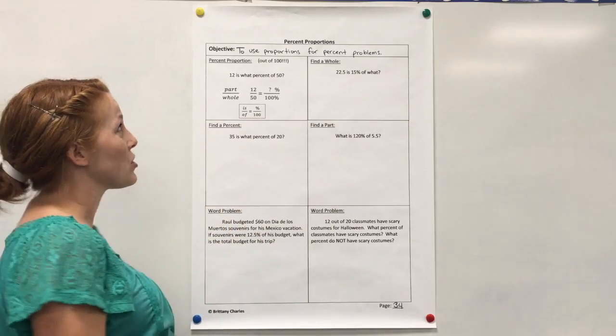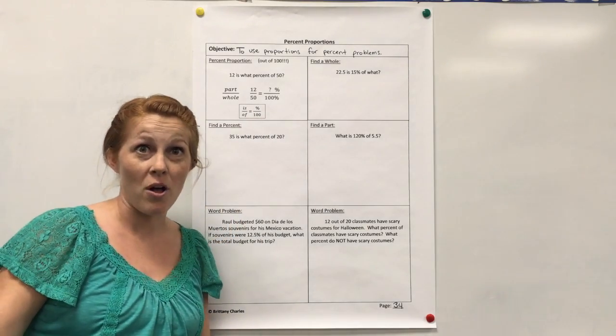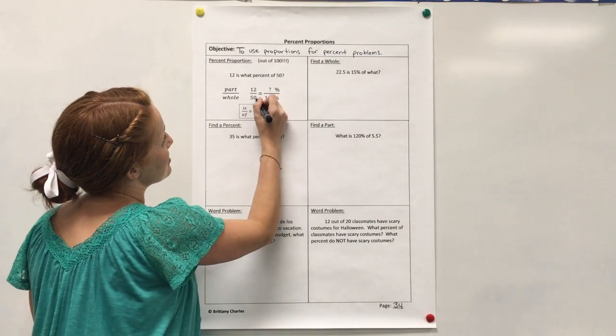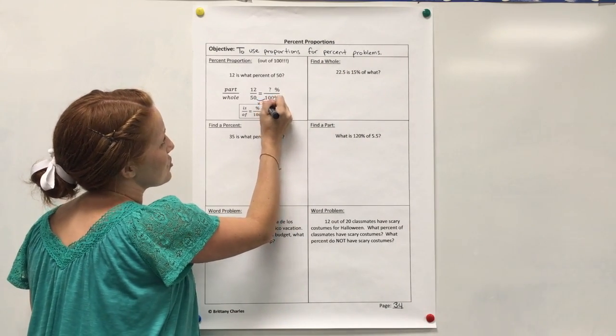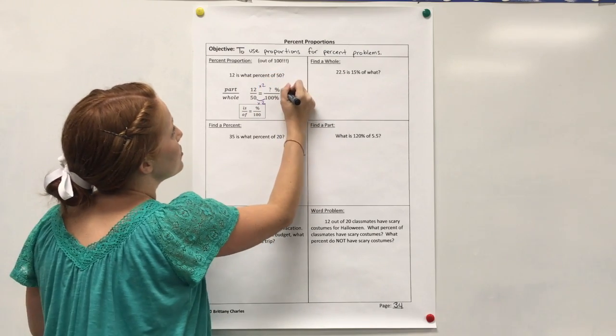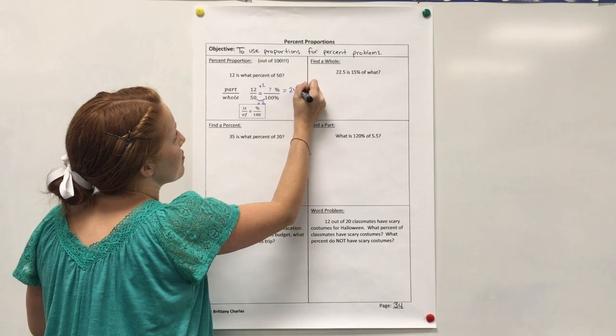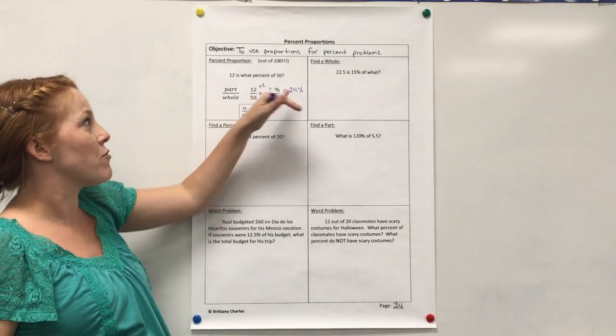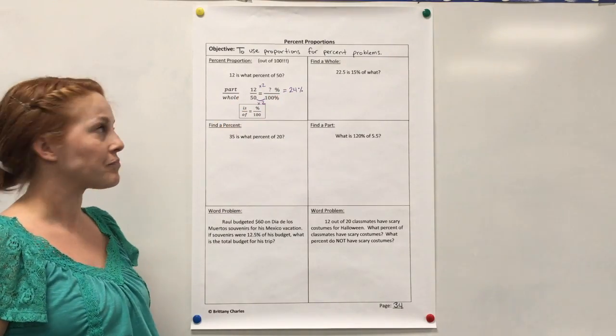Okay, so if I wanted to solve this, I could always use bat and ball, or I could look for a relationship. And in this case, I can see from here to here that this is just times 2. So I could just do times 2 here, 12 times 2. That's going to equal 24%. So 12 is 24% of 50.